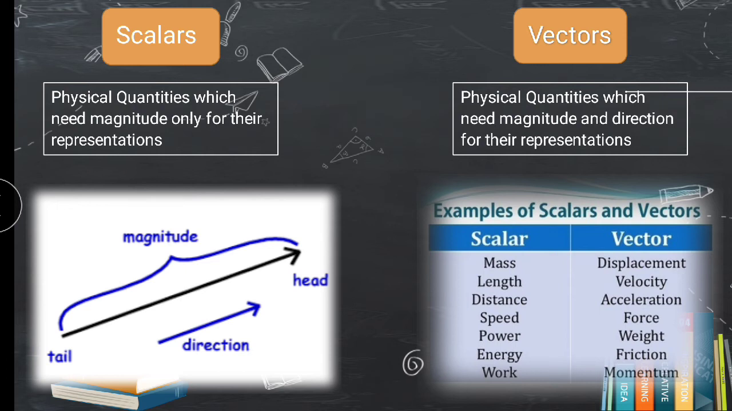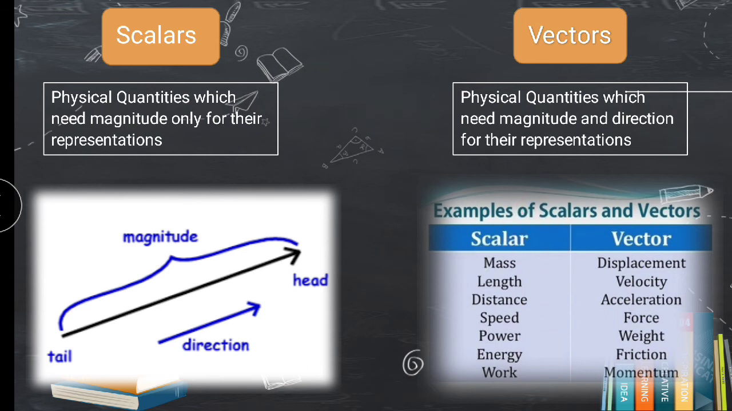Now you can see different examples of scalars: mass, length, distance, speed, power, energy, work, right? For specifying these quantities, we don't need the direction, right? By specifying the amount only, we can get a thorough idea of that physical quantity. So those quantities are nothing but scalars.